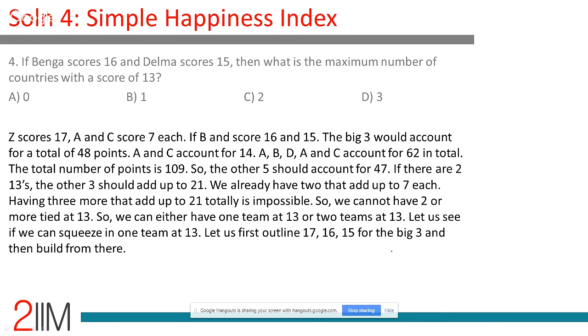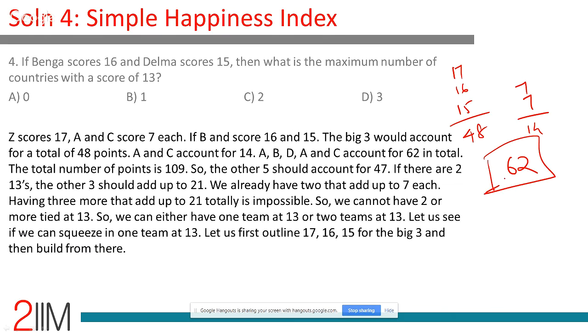You go to the last question in this. Benga scores 16 and DILR scores 15. What is the maximum number of countries with a score of 13? So 17, 16, 15 accounted for. We already have a 7, 7 accounted for. These three add up to 48. These two add up to 14. We have 62 accounted for. Done and dusted. In the bag.